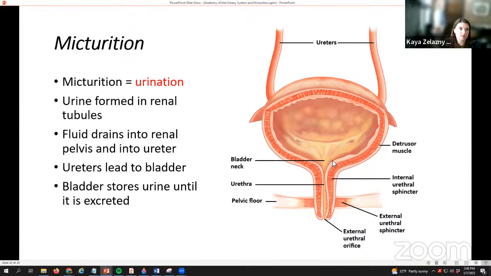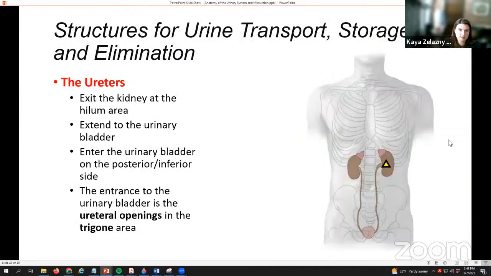So we're exiting the kidney at the area of the hilum, okay? Going down the ureter, extending into the urinary bladder. The ureters enter the urinary bladder on the posterior and sort of inferior side of it. Hopefully you'll see that in lab.